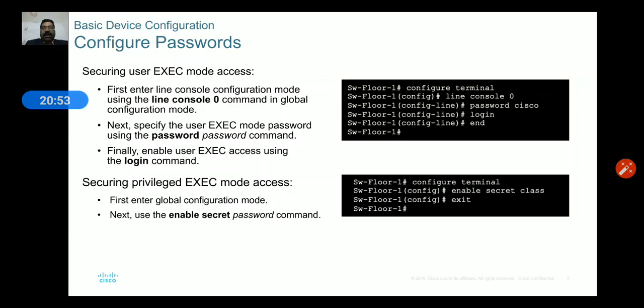If you are going to secure the privilege exec mode by using the encrypted password, you have to use the command enable secret password. For example, the given password is class. So you have to configure enable secret class. So you have to understand the difference between these two commands. If you are going to configure the privilege exec mode by using the plain text password, you have to use the command enable password. If you are going to secure the privilege exec mode by using the encrypted password, you have to use the command enable secret password.